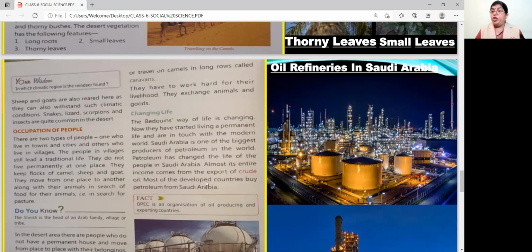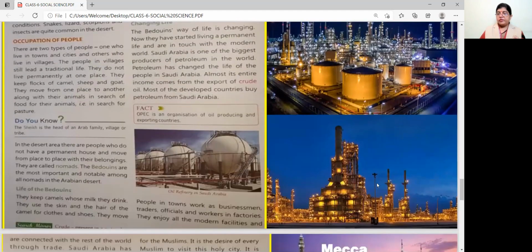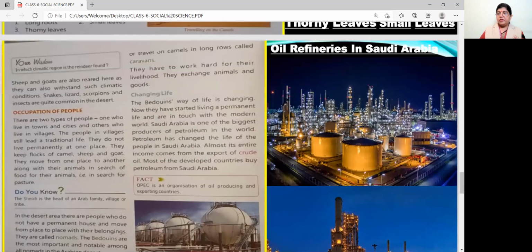Most of the developed countries buy petroleum from Saudi Arabia. Just see the oil refineries. Can you see this? So nicely developed, and they are becoming rich because of the oil found there. All oil refineries. What is OPEC? It is an organization of oil producing and exporting countries.